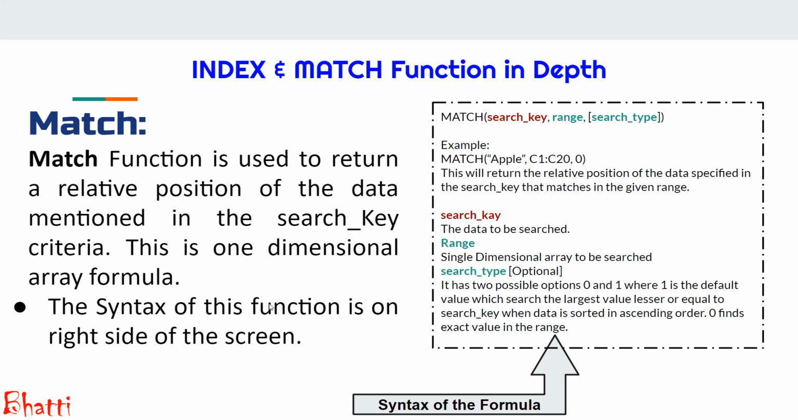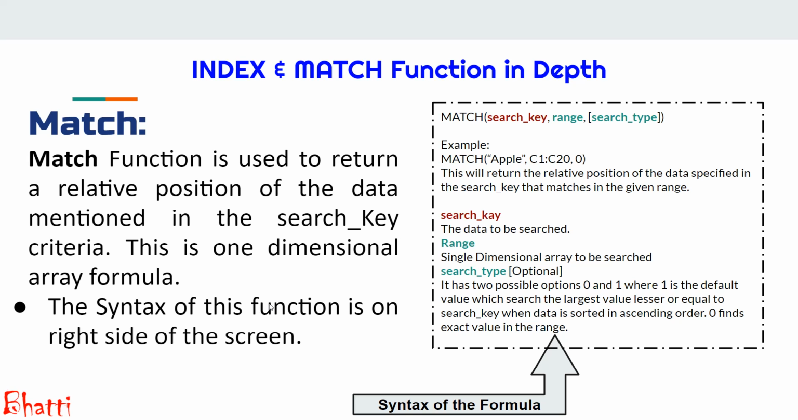So here it also has three inputs. Two are compulsory and the third is optional. The first one is the search key. This is the data that I need to search, like in the above example, apple is a search key. Range is a single dimensional array where I want to search this data. Search type is optional, and by default, if we do not provide the data, it will consider it as 1, and it has only two inputs, 0 or 1.